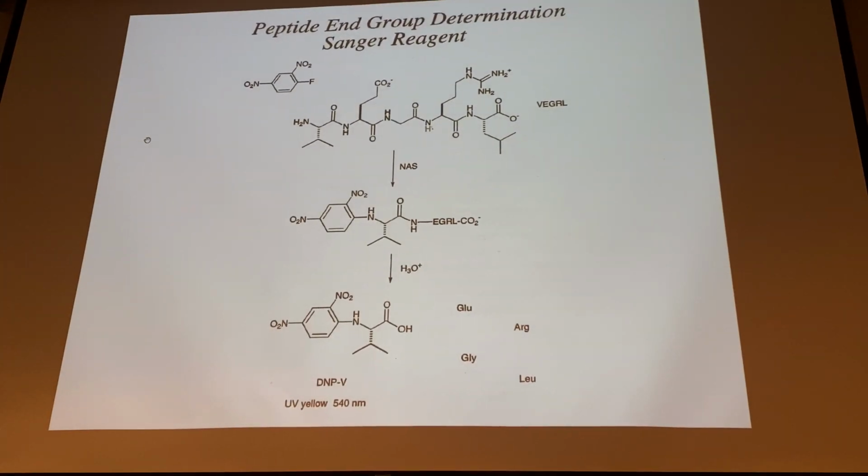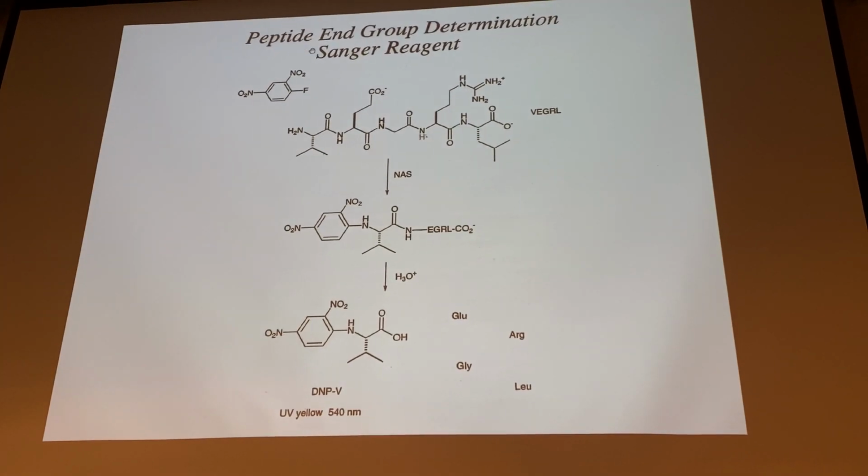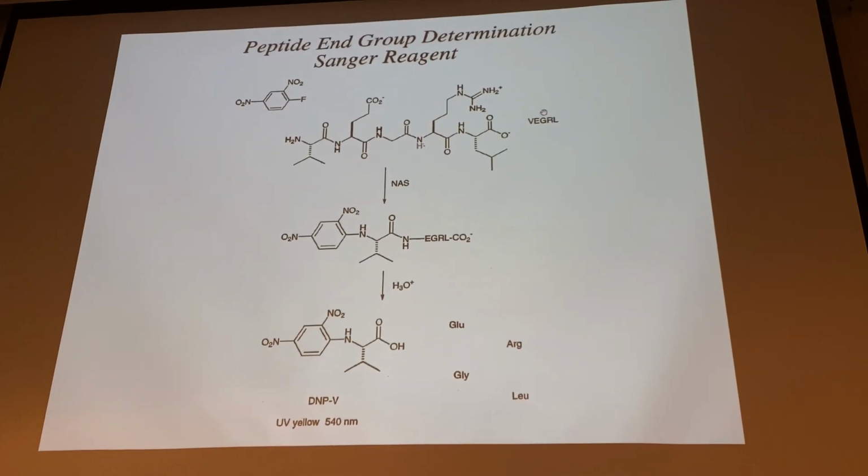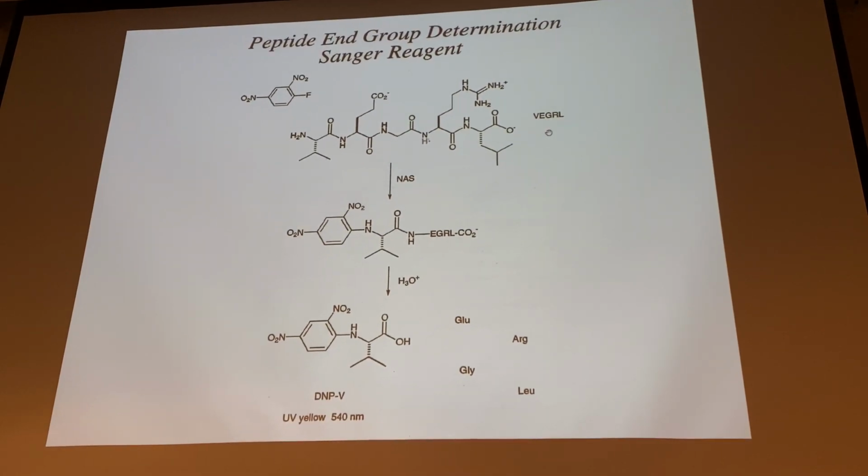for the Sanger determination. So here it is, the fluorodinitrobenzene, and here's a peptide here, VEGRL. And if we treat that at the right pH, we can have this ionized here. And that amine is nucleophilic. The arginine one is there, the guanidinium, but that's more basic. We can find a pH where we keep that one protonated. The free amine's the better nucleophile.